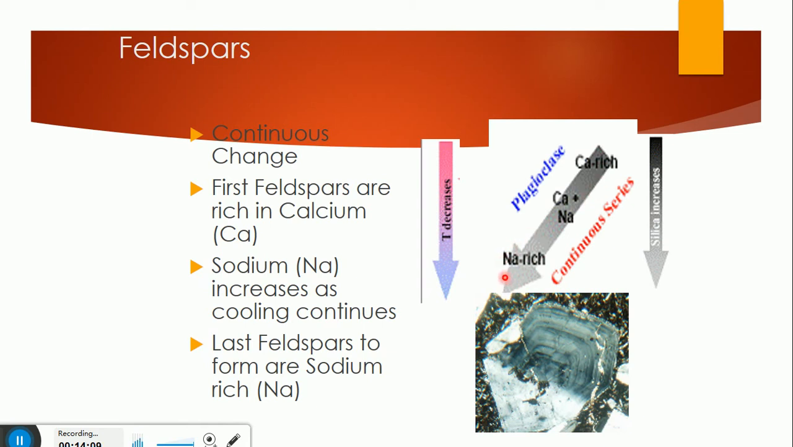If a question is asked in GATE, in which type the percentage of silica is high, then the answer is sodium. The silica percentage is high, and the temperature is decreasing, calcium is decreasing.